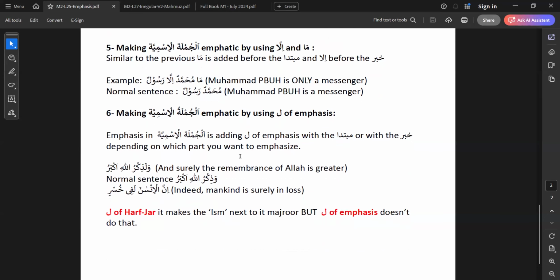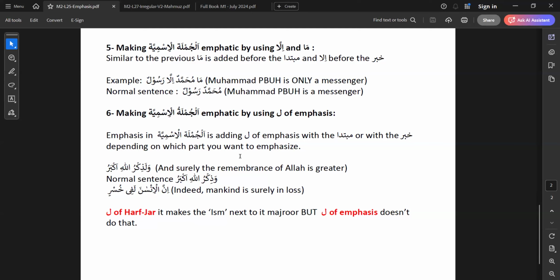Number 6, when making Jumlatul Ismiya emphatic by using lam as emphasis. So another one we're familiar with, alhamdulillah, by adding lam of emphasis with the mubtada or the khabar, depending on which part we want to emphasize. An example we have here is "wa la dhikrullahi akbar", and surely the remembrance of Allah is greater, rather than simply saying "wa dhikrullahi akbar", and the remembrance of Allah is greater. This is lam.